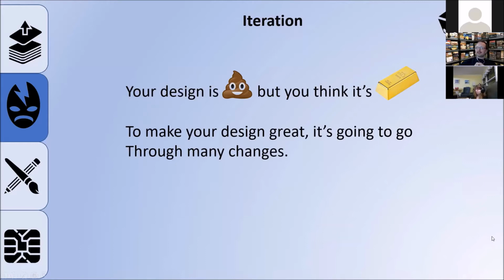So to make it great, it has to go through many changes. As a perfect example, my shelves on my desk are jam-packed full of different iterations of games I'm working on. I have one particular game I'm working on. It's on its 18th iteration. And in this case, it's like a full complete reprint of the game. So you're going to go through many changes to be able to make a good game, and you need to accept that early on.